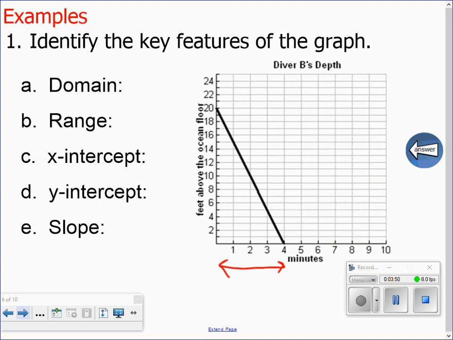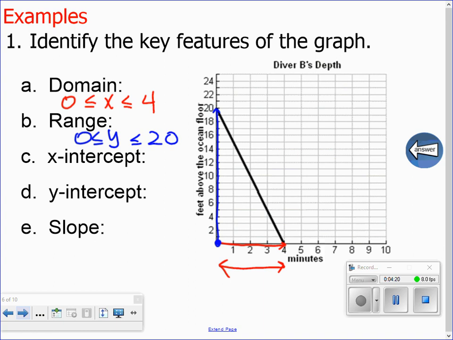Well, we start at 0. And we end at 4. So we start at 0, and we end all the way at 4. We're talking about the range. The range, again, is going to be written as an inequality unless it is discrete, which this is not. Our range starts at the bottom, so starts at 0. And we end at 20.